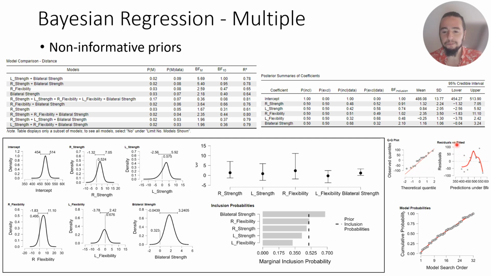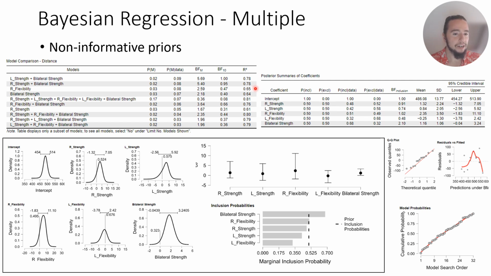We have the residuals versus fitted plots also in a good way because they seem to be independent. And we have the model probabilities in a QQ plot that also are following the line, so there's no problem at all. So finally, if we need to choose a model regarding this Bayesian multiple regression, we could go for, for example, left strength and bilateral strength with a 0.78 R squared, or right strength and bilateral strength.